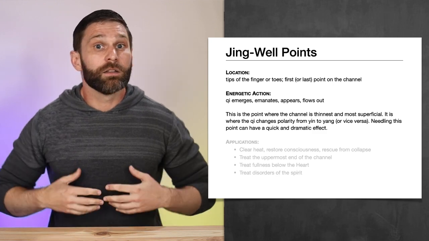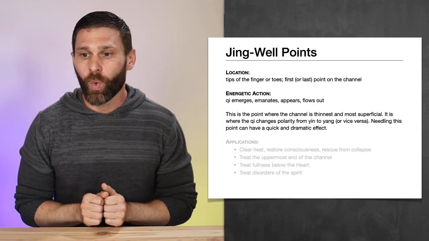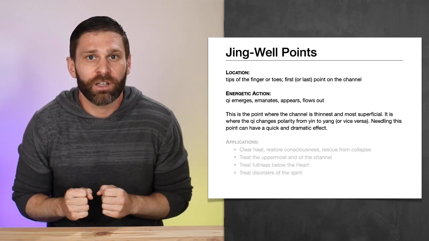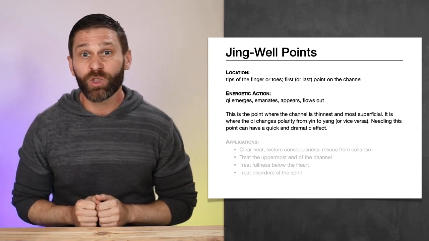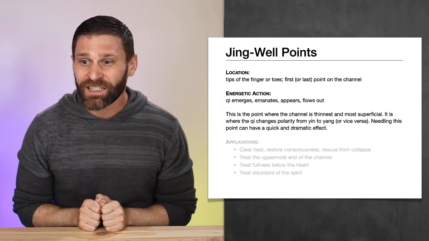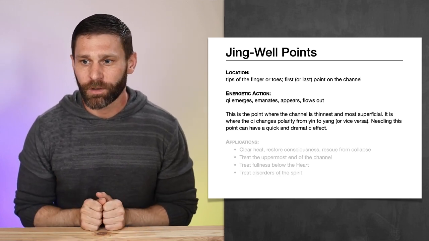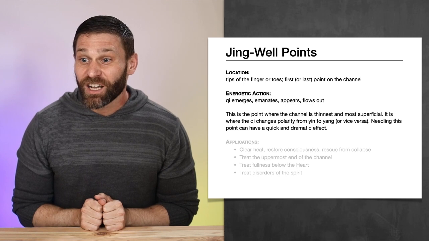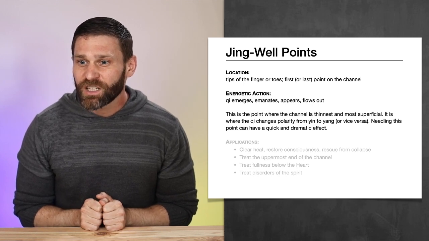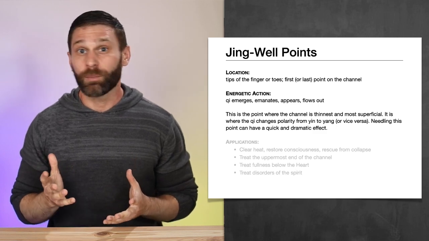And like we said, the qi is flowing in a certain way at these points. So at the wells, the qi emerges. It's like the water is popping up out of the ground. The qi is popping up out of the channel. The qi emerges, it emanates, it appears, or it flows out. So it's like a starting point. This is the point where the channel is thinnest and most superficial. It's where the qi changes polarity. When we say polarity, we mean from yin to yang.